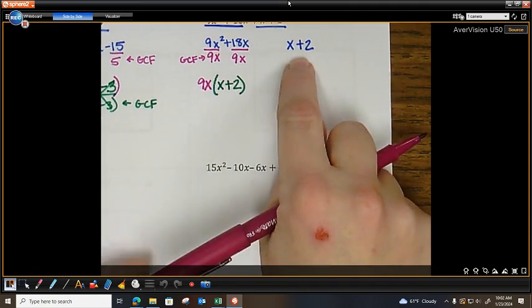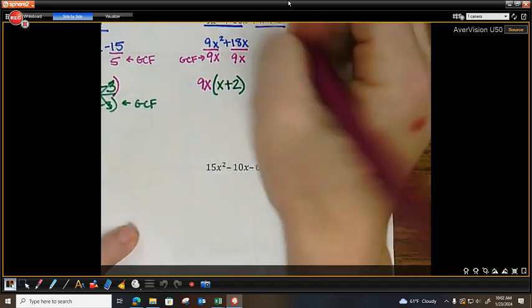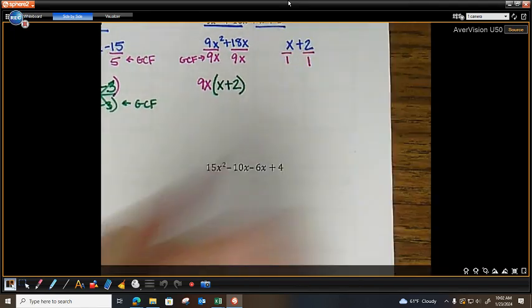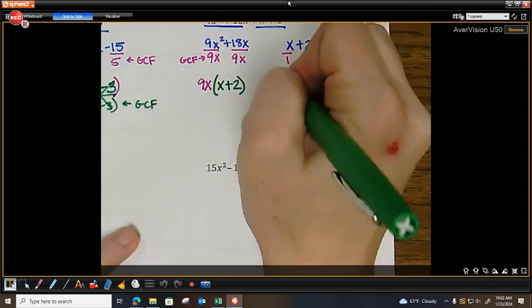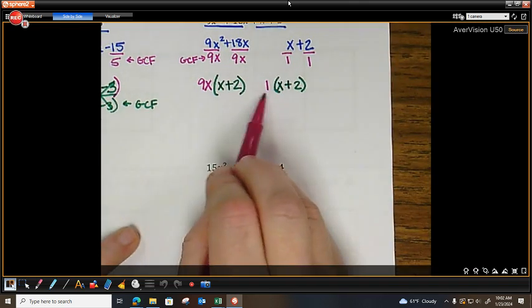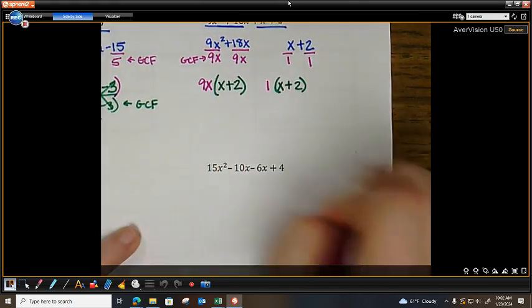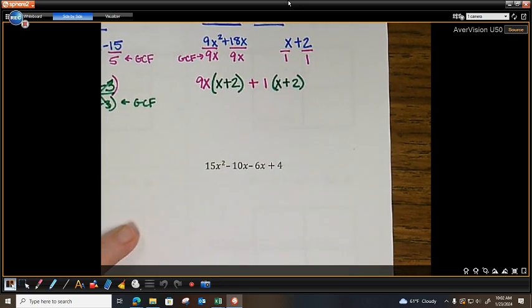What's my GCF of x and 2? 1. There's no number other than 1, and they don't both have an x, so they are both just divisible by 1. Well, when you divide by 1, do you change anything? No, so it stays x plus 2. Put it in parentheses, and my GCF goes out in front. But I need an operation sign to separate my 2 terms. If it's a positive one, I'm going to put a plus. Now I'm looking at it all back together. I group it, separate it, work them independently, then put it back together and work it all together. Do my parentheses now match?